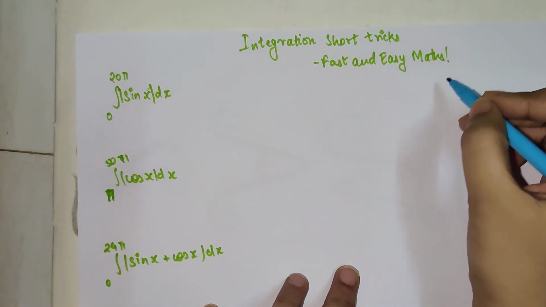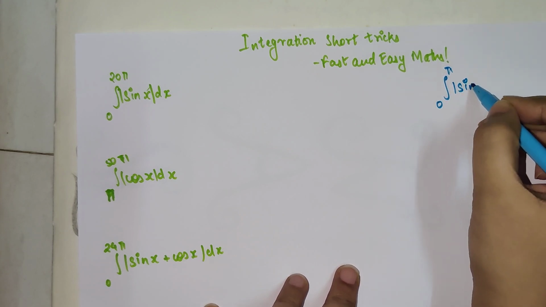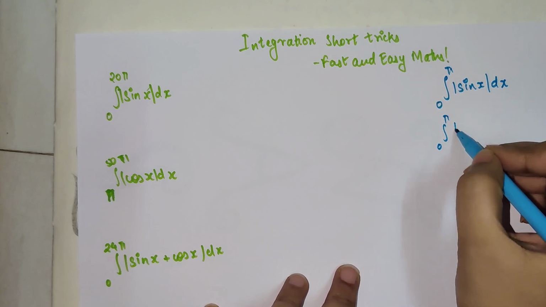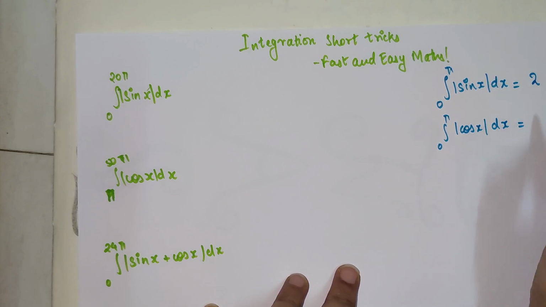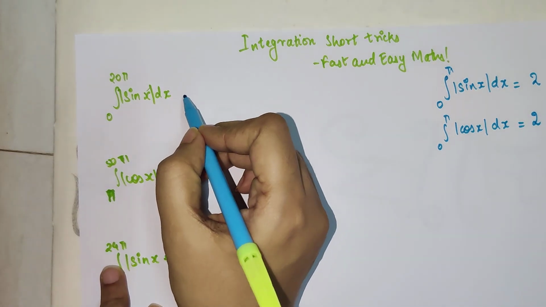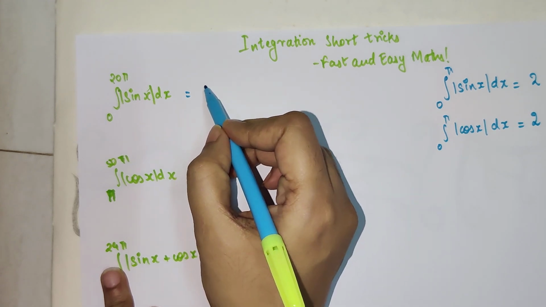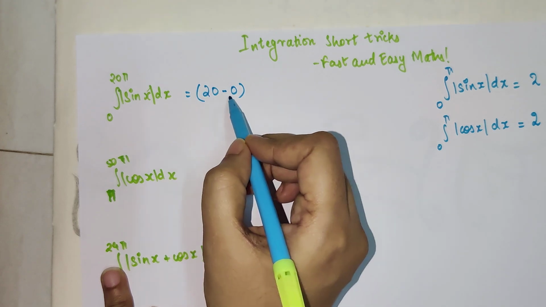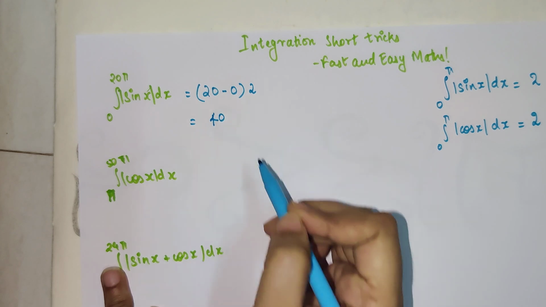But before that, I want all of you to remember that the integral from 0 to pi of mod of sin x dx, or from 0 to pi of mod of cos x dx, the answer is just 2. So all you have to do over here is just multiply 20 minus 0, the upper limit minus the lower limit, into 2. So here your answer is coming out to be 40.